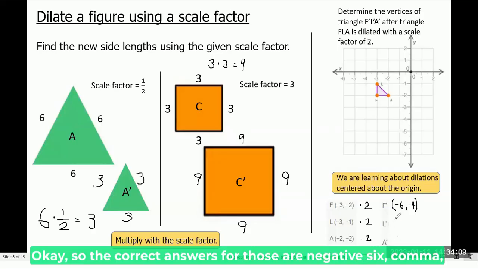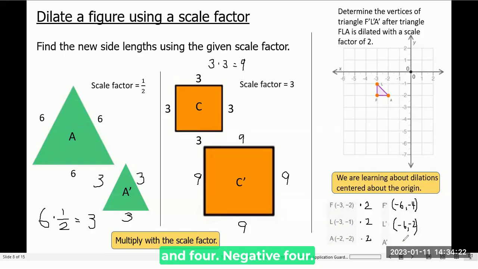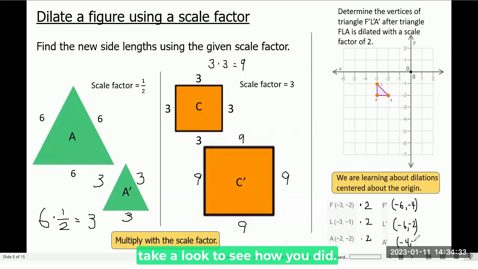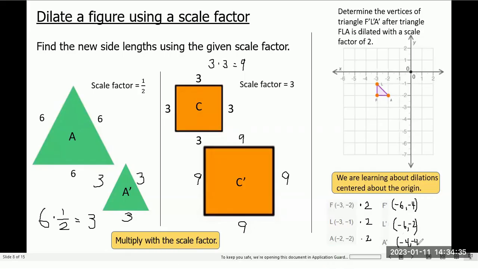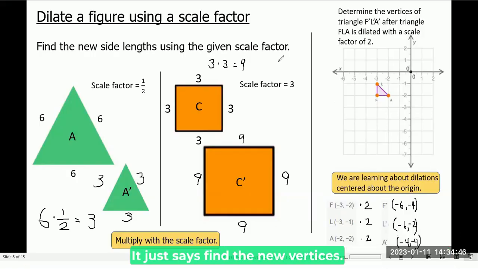Okay, so the correct answers for those are -6, -2, and -4. Nope, it's -4, -4. Yes, okay. Take a look to see how you did. Now, it didn't say to graph these, so we don't have to graph them. It just says find the new vertices. So that's what we did.